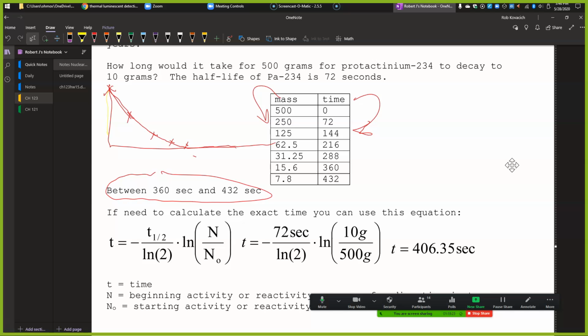Okay, so what if I wanted it to be more accurate? Then I got to use this equation right here. This equation is negative, and then whatever the half-life value is, divided by the natural log of 2, not the base 10 of 2, but the natural log of 2. And then the natural log of the original concentration, the original number of moles, in the denominator of the current mass, or number of moles, however you want to do it.